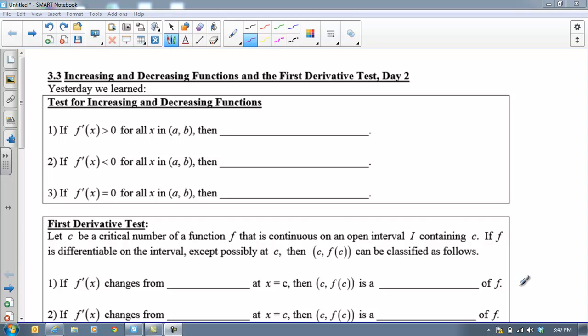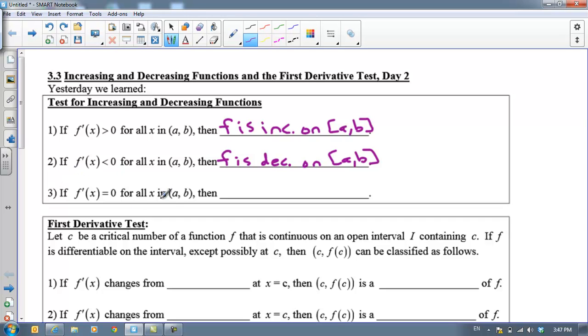Let's take a look at what we know so far. If f prime is positive for all values of x in an open interval from a to b, then we are going to say that f is increasing on that interval. We're going to use the closed interval for that. It begins increasing at a and stops increasing at b. Then if f prime is less than 0 for all values of x in an open interval, then we are going to say that f is decreasing on that closed interval.